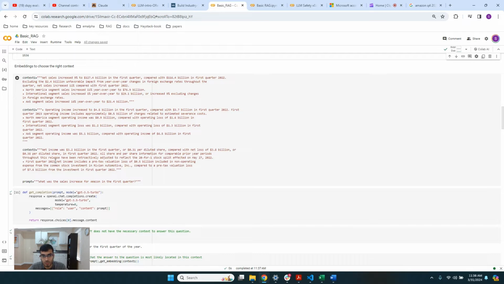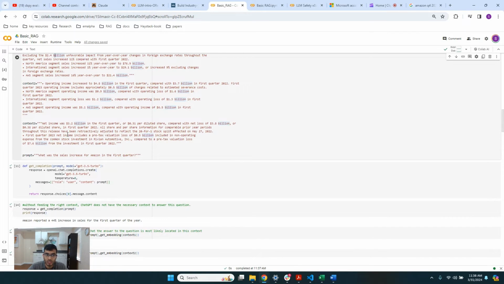Context one, context two, and context three are three relevant contexts that you might add. If you look at them carefully, context one has to do with the sales increase, so this is particularly relevant. Context two has to do with the operating income, so not exactly relevant. And finally, context three has to do with the income and dilution. Again, context three is somewhat relevant because it's talking about Amazon, but not essential for answering this particular question.